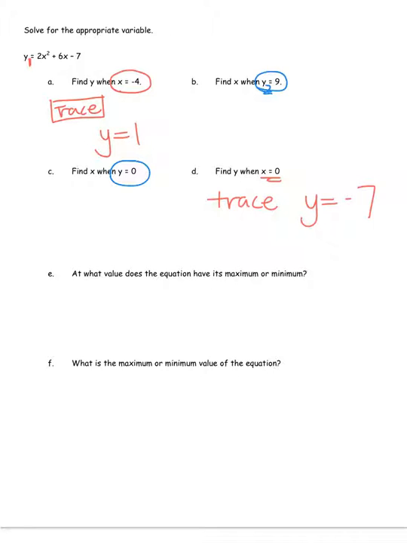And I'll find my intersection. When I have something in y1 and something in y2, I find my intersection, which is F5 on my Casio, or second trace 5 on my TI. Okay, so I get x equals -4.702 and x equals 1.702.